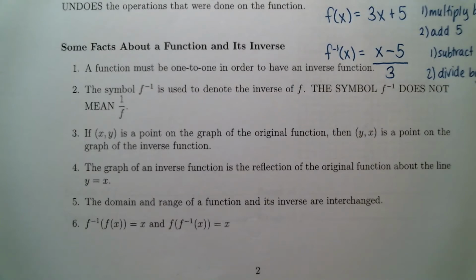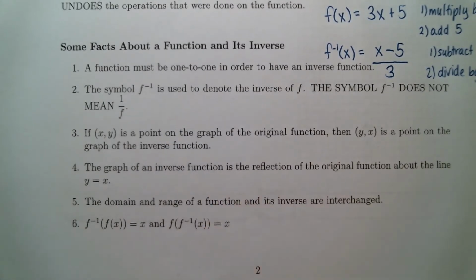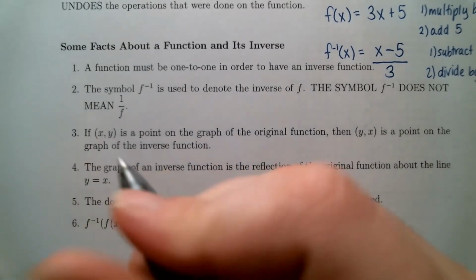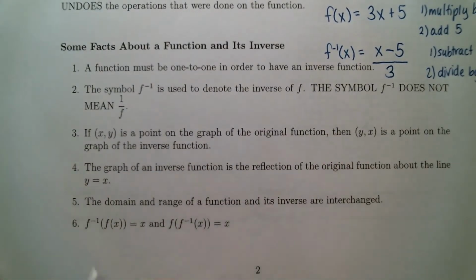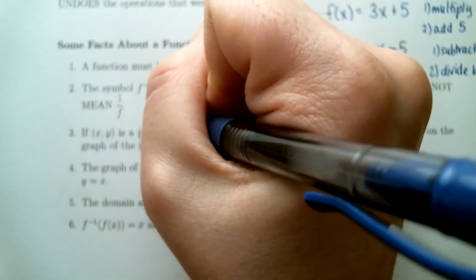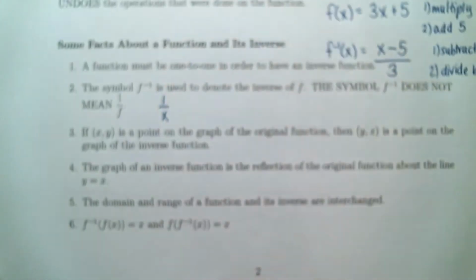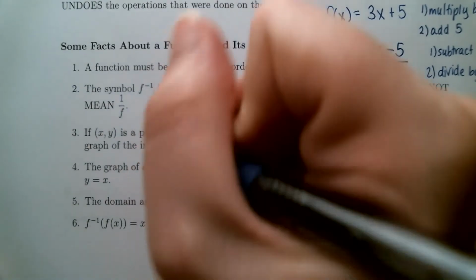The next thing, this symbol f inverse is used to denote the inverse of f. Do not confuse this symbol f inverse with 1 over f. The reason I say that, you may have seen in another math class, which is true, that if you have a variable, not a function, 1 over x, this is equivalent to x to the negative 1 power.